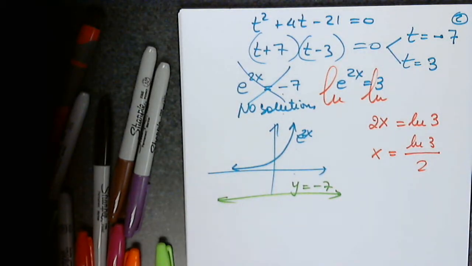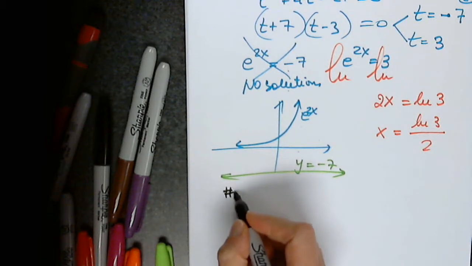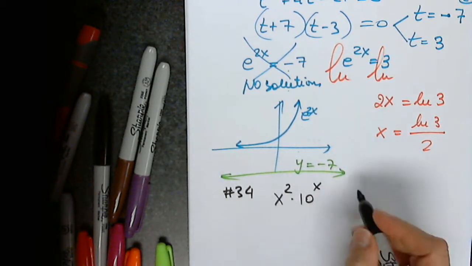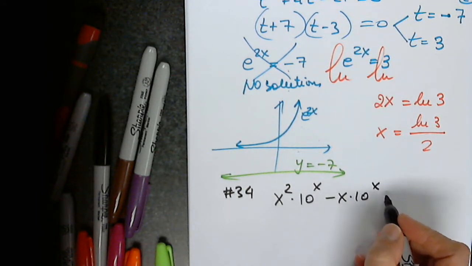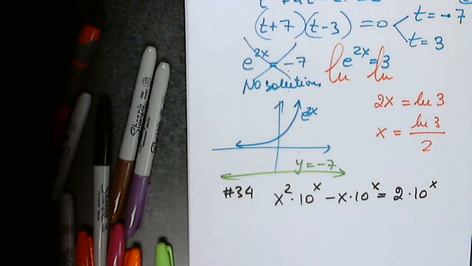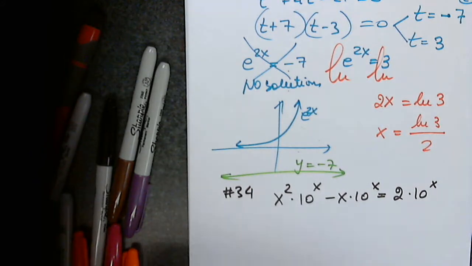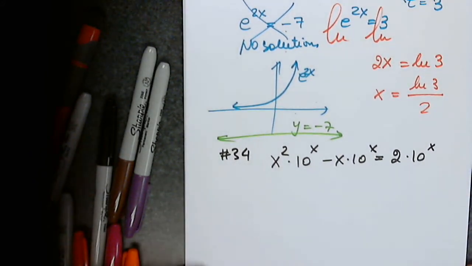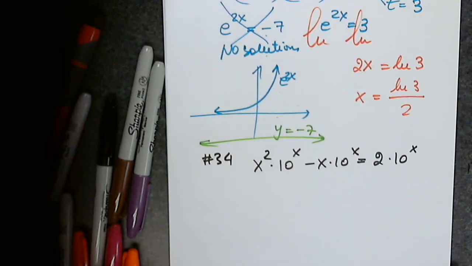For 34, you just have to make it equal to 1. Let's take a look. 34: x squared times 10 to the x minus x times 10 to the x equals 2 times 10 to the x. Suggestions? We pull out 10 to the x.